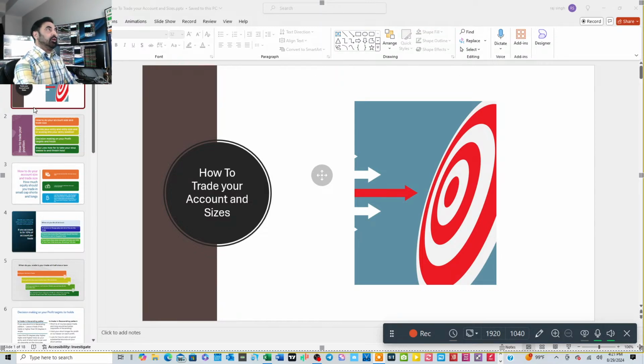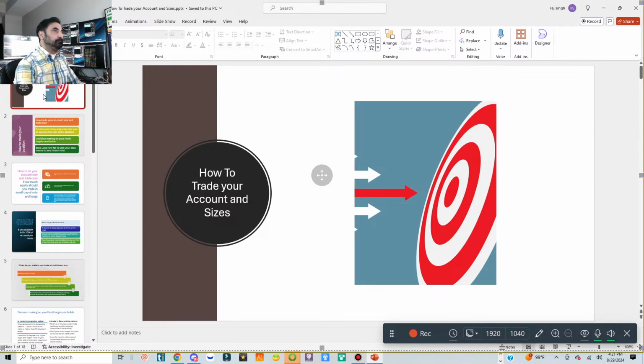Okay, so how to trade your account size and your sizes. That's the goal of this discussion, and we will go back and forth in the questions later on. Let me turn this off, Benzinga and whatnot, so we don't get any disturbance. We'll keep the volume low here.